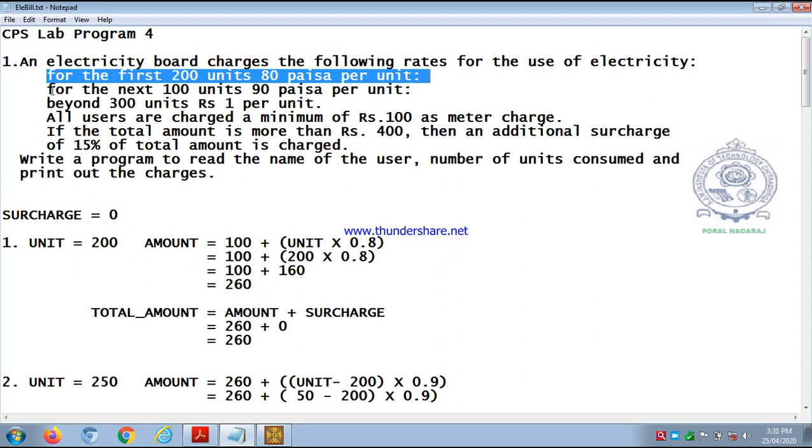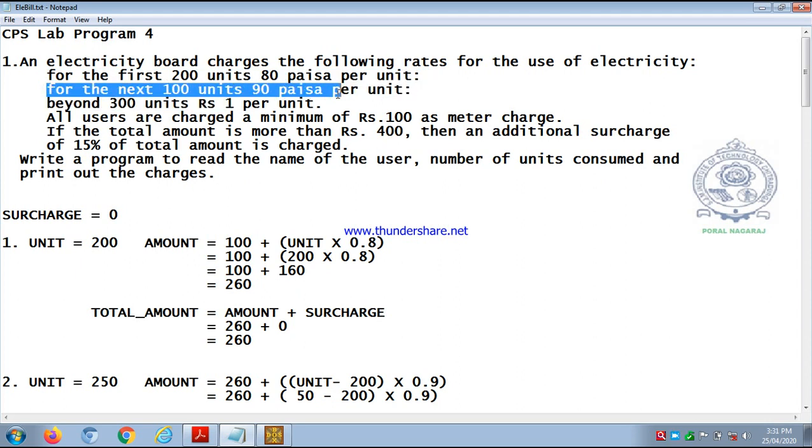For 200 units means for 100, 150, 190 units. If the power consumed is 190 units, that is up to 200 units, only 80 paisa per unit. For the next 100 units, 90 paisa per unit, means above 200, for each unit up to 100 more, it will be 90 paisa per unit. Suppose the consumed number of units is 250, so for 200 units 80 paisa, and for the next 50 units it will be 90 paisa per unit.